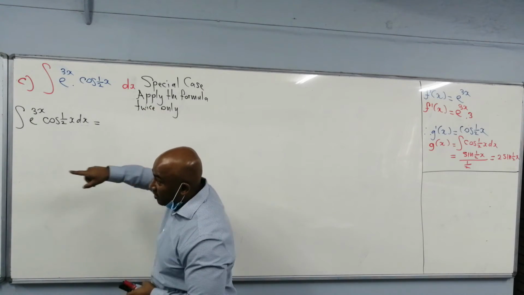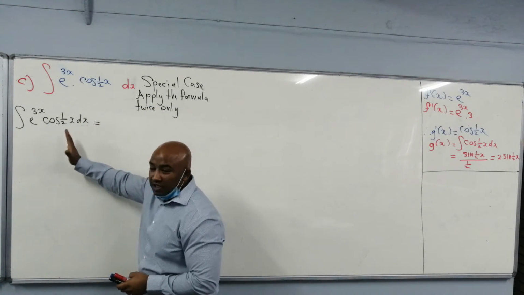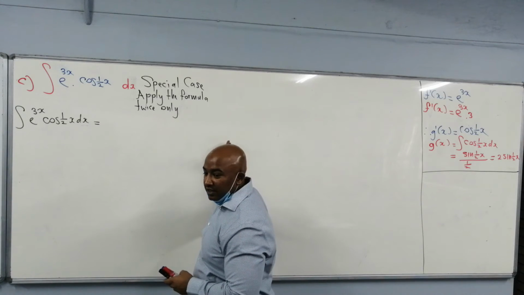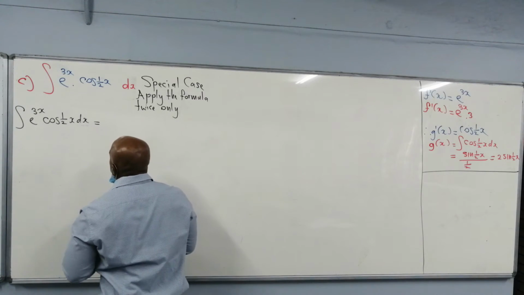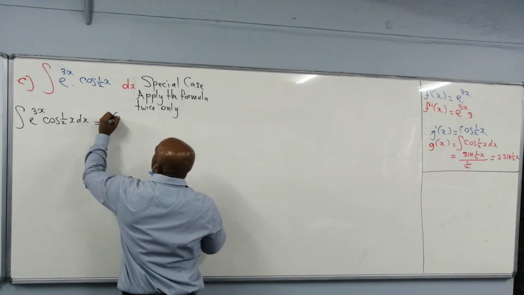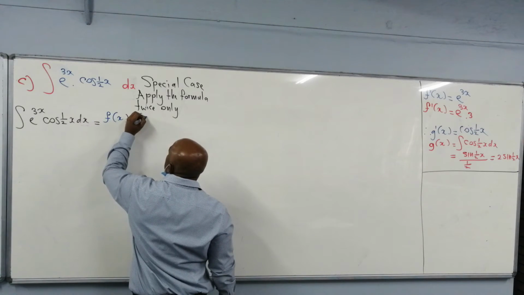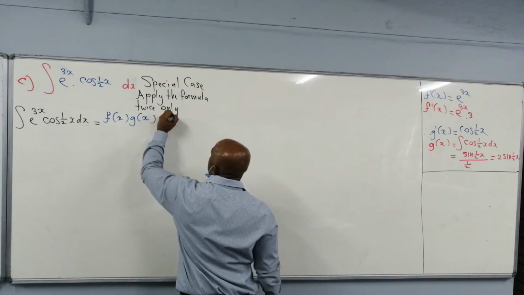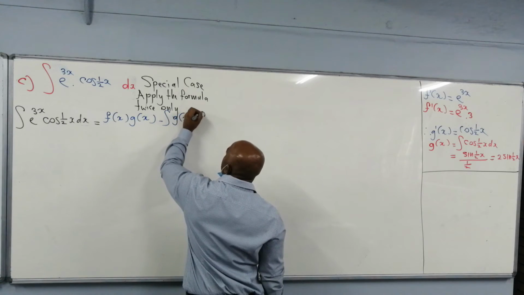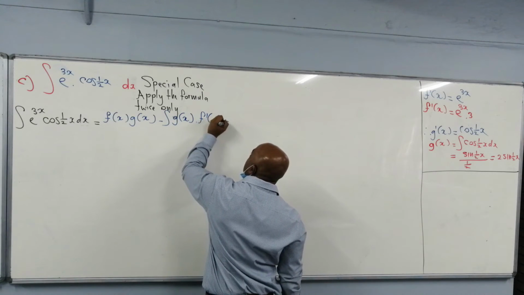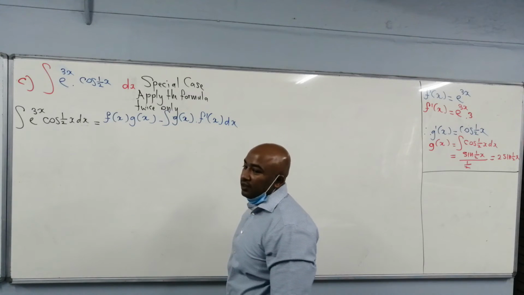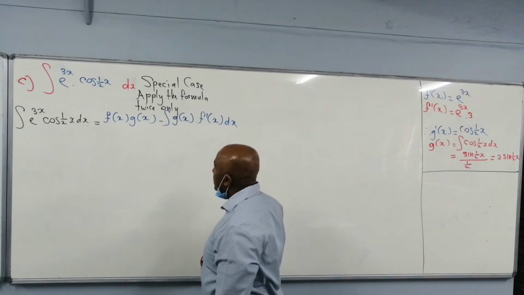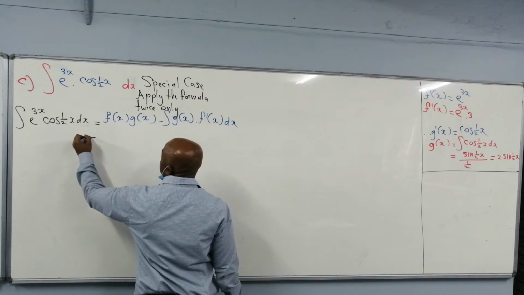Don't write one below the other like what we were doing there. You write the question on the left, answer on the right hand side. So this is going to be f of x, g of x minus the integral of g of x, f prime x dx. And now you've got all the information. Let's substitute it.